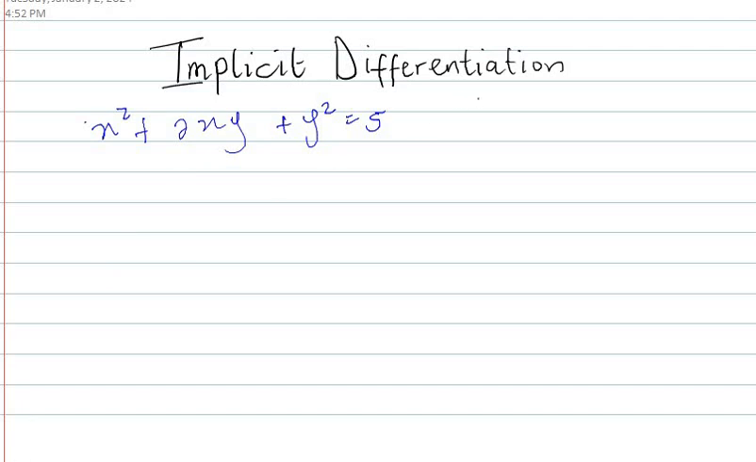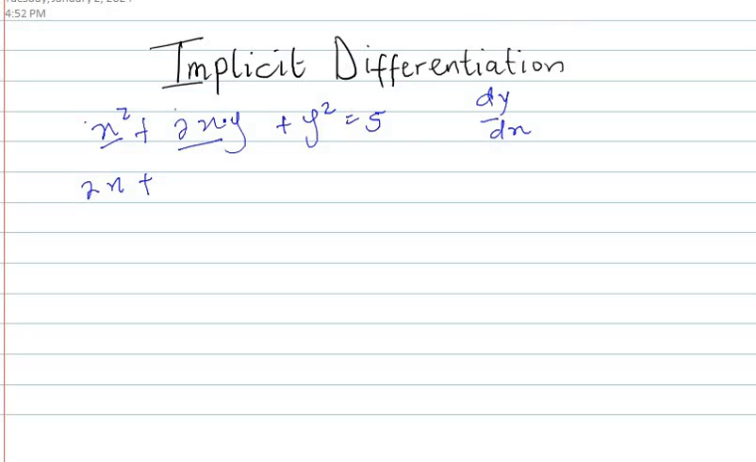So the question is to find dy/dx. What we need to do is follow the same procedure that we did before. The derivative of x² is 2x, and then 2xy is a multiplication between x and y, which is the product rule. So we take one part to be constant and differentiate the other, then take the other constant and differentiate the first part.